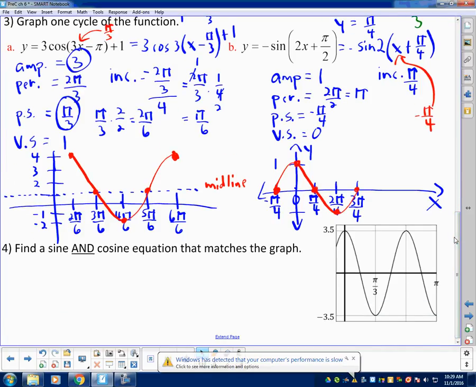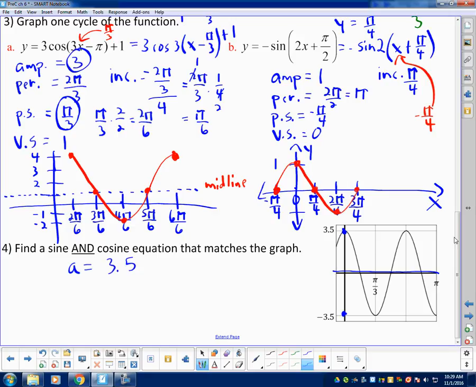Alright, going the other direction. We'll wrap it up with this. It says find a sine and cosine equation that matches the graph. So the amplitude is not going to change for either one. We can see from here to here, we've got a midline. It looks like the midline is right on the x-axis, so there won't be any vertical shift. The amplitude is equal to 3.5. Amplitude is 3.5, so in each case it'll be 3.5 out in front of the function.